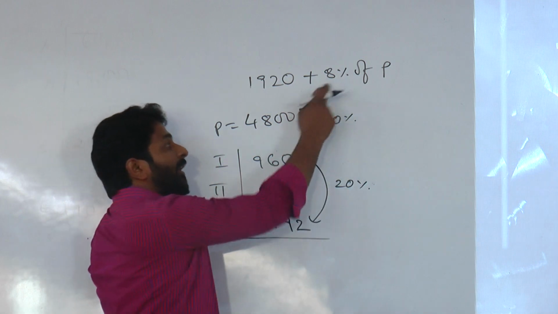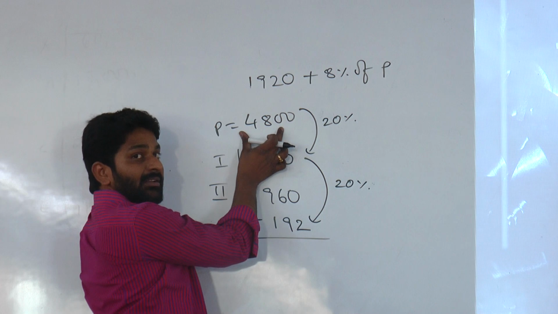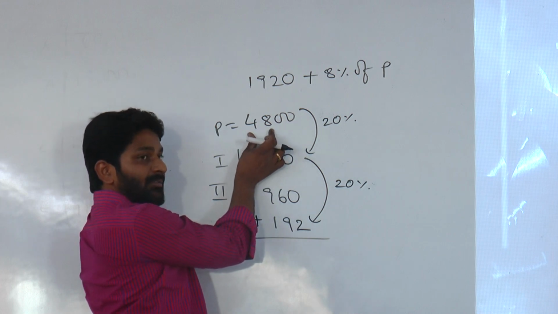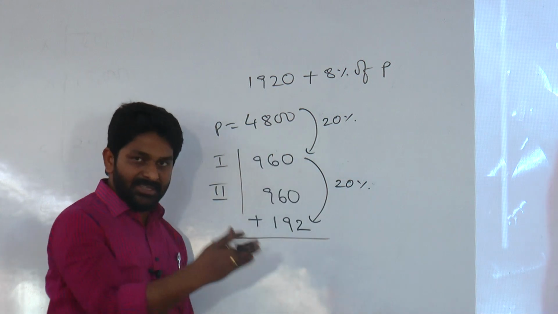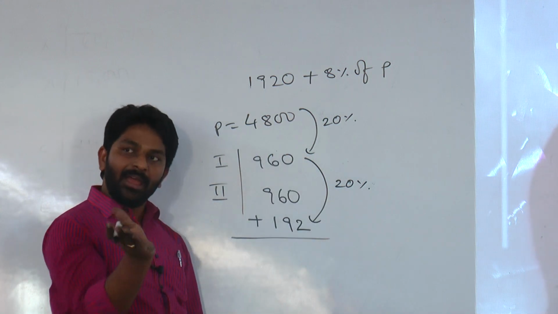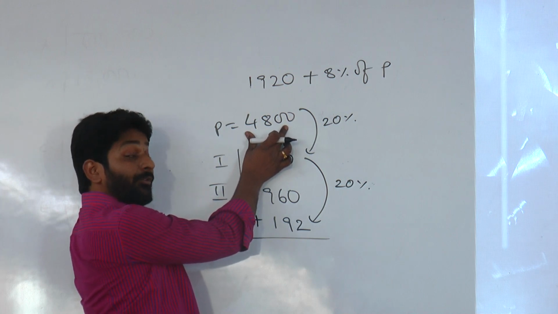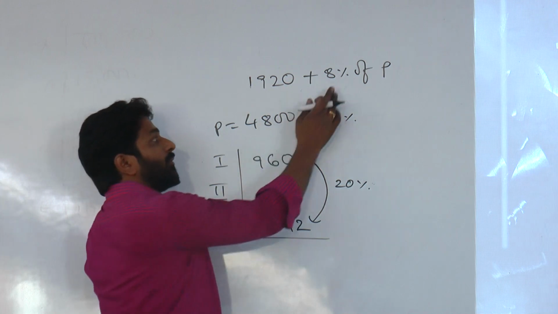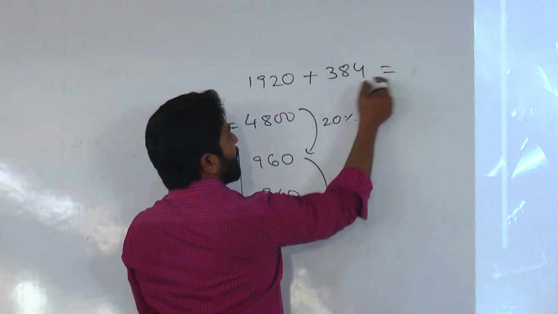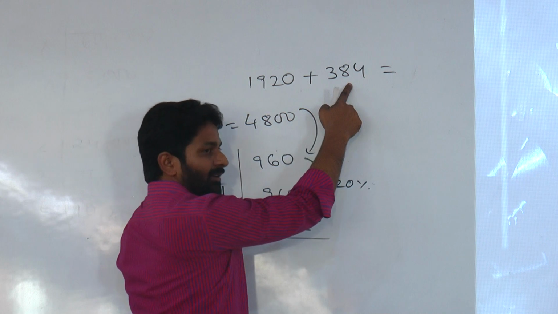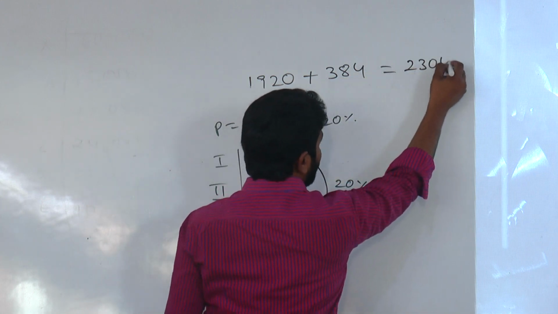And now I need to add 8% of this number. 10%, 1%, 2%. So 480 minus 96. Instead of subtracting 96, subtract 100 and add 4. From this number, subtract 100, add 4. 384. So 8% of the principal is 384. So you need to add this to 1920. 1920 plus 384 gives 2304.